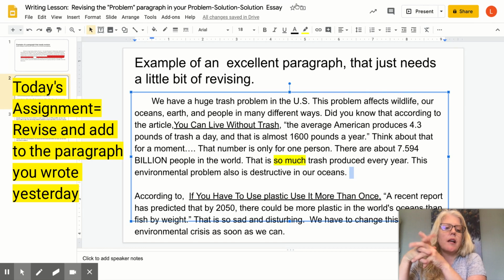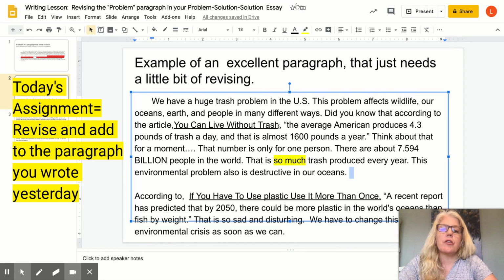And you can look at a couple of other articles and see if you can find more facts to add to this paragraph. I'm also going to post a new article for you that has some information about plastic and garbage and its effects on ocean animals so that you can add that information to your paragraph today.